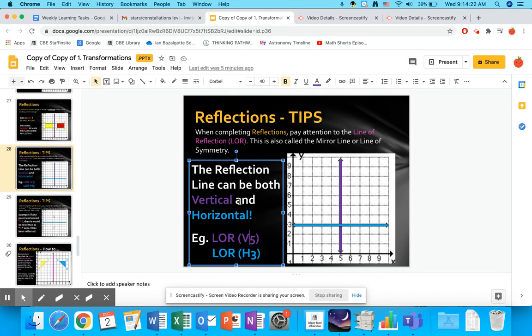In this case, though, they can use vertical and horizontal. Remember, vertical is up and down, and horizontal is back and forth. So, for example, you can see here the line of reflection. The purple line of reflection is vertical, so up and down 5, right here. And the blue one is horizontal 3, and horizontal is back and forth.